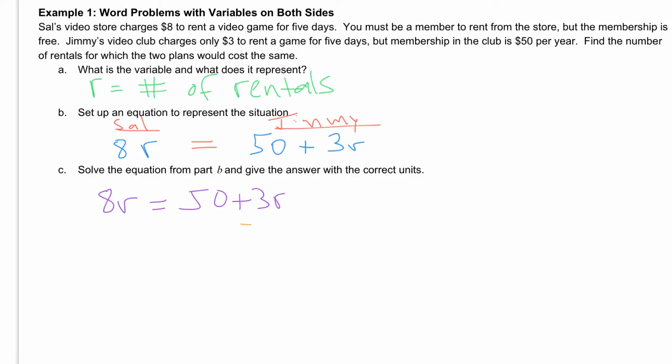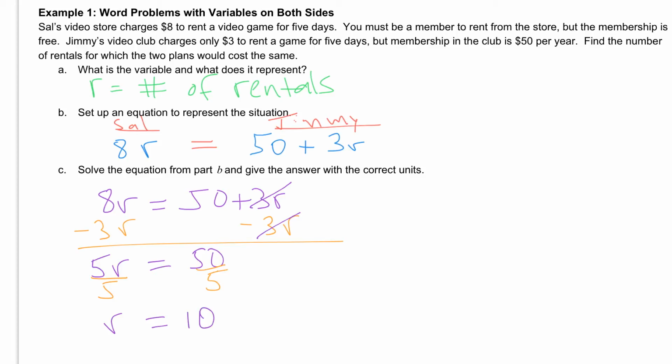So I'm going to subtract 3R from the right, and I'm going to subtract 3R from the left. When I do that on the left-hand side, I get 5R. And on the right-hand side, my 3R's will cancel, and I'm left with 50. Then I need to divide both sides by 5. And I get my answer that R is equal to 10. So if I write my answer with the correct units, remembering that I'm looking for the number of rentals, my answer here would be 10 rentals.